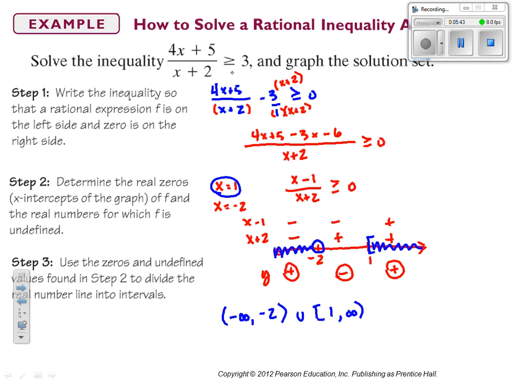Remember that if you don't have an equal sign on your inequality to begin with, then you will always use parentheses all the way through. But if you do have the equal sign and it's rational, do not include the values that cause the denominator to be equal to 0. So that's our solution for the rational inequality algebraically.